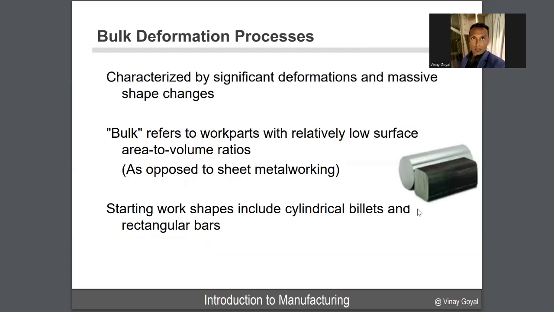When I look at bulk deformation processes, what we're looking for is massive shape changes that are caused by significant deformations. When we say bulk, that refers to work parts with a relatively low surface area to volume ratio, which is quite different from sheet metal working. Again, low surface area to volume ratios like you see on the right here are called bulk because it's voluminous. And then you're looking at starting work shapes, including cylindrical billets and rectangular bars as an example.